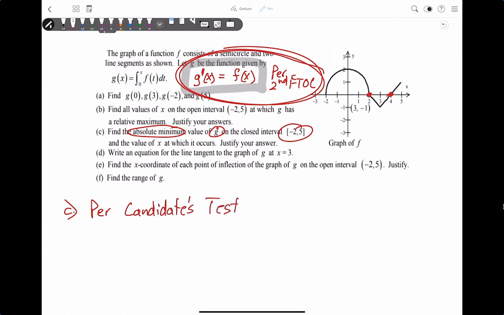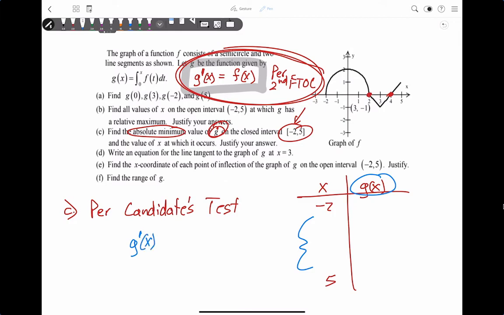So per the candidates test, we're going to have a chart of x, and in this case, g of x. We already have two candidates, negative 2 and 5. Now I have to find all of the critical points that occur between negative 2 and 5. On g, that means when does g prime of x equal 0? We know g prime is the same as f of x, and what we just found was that 2 and 4 are the critical points. So now we have 4 candidates.